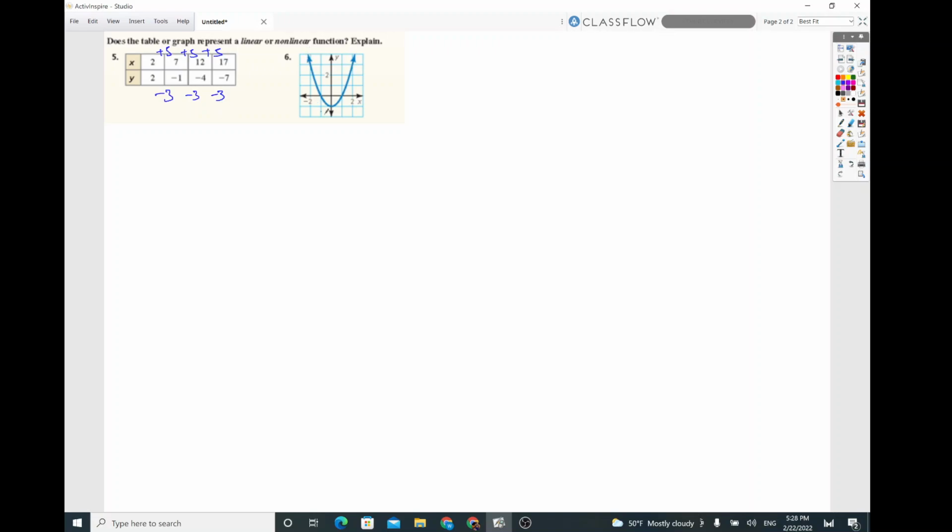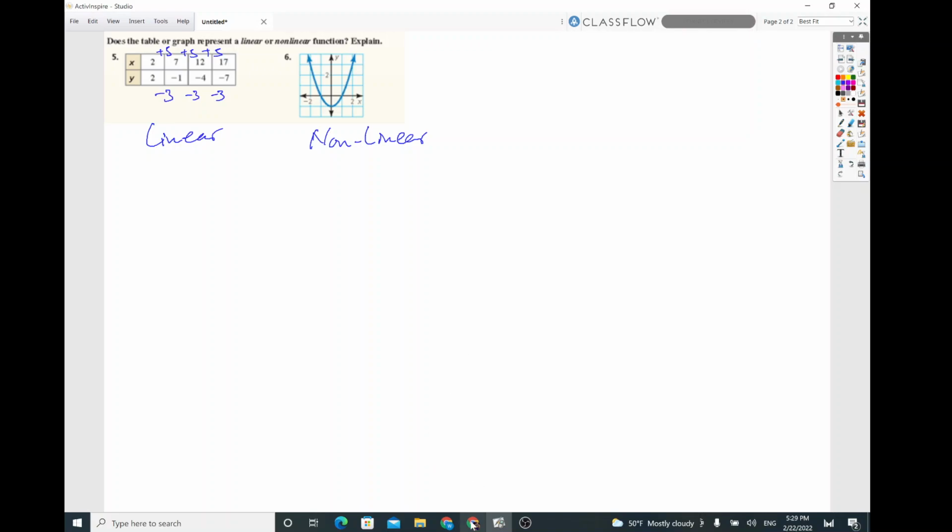Now what about the parabola? The parabola is not linear. The reason is that it's not a straight line here, and it also shows a different rate of change at each position. So this one is not a linear function. The first one is linear because it shows consistent growth and decrease. But the second one is called non-linear. Okay, it's not a straight line graph.